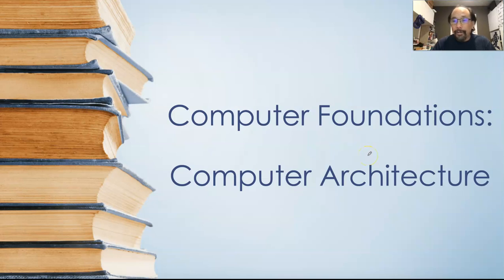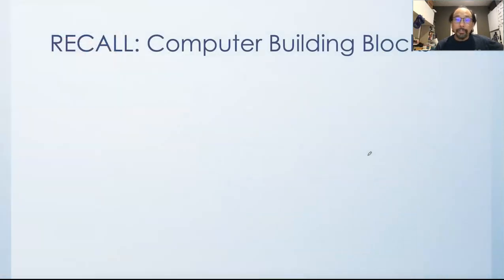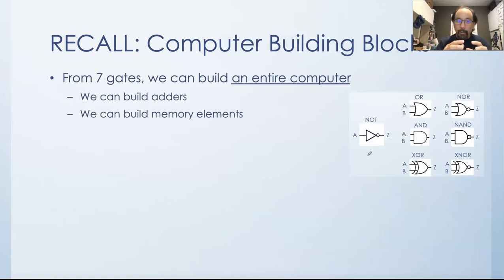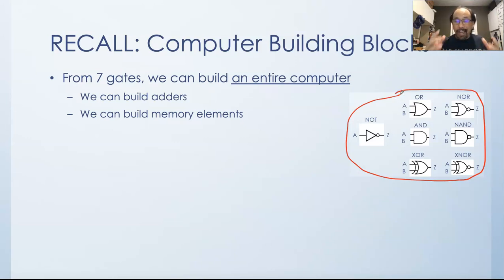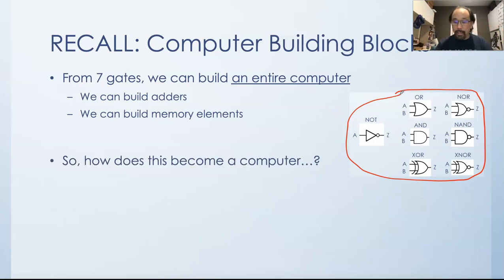Hi class, we're going to be looking over the last section of this Computer Foundations unit entitled Computer Architecture. If you recall, we used tiny transistors that turn on and off, and we stitch them together to build logic gates, and we talked about these 7 different types of logic gates. Then we saw how we can combine these into things like adders, into things like memory, and then we start putting them together into an entire computer.